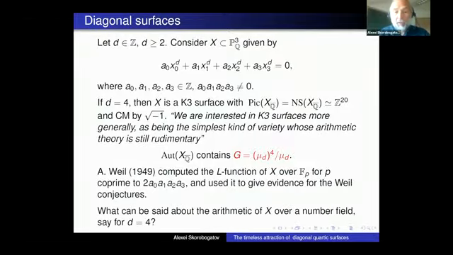In this talk, I'm more interested in the case of number fields. So the question is, what can be said about the arithmetic of such diagonal equations, with a focus on the case of degree 4, when the ground field is a number field.